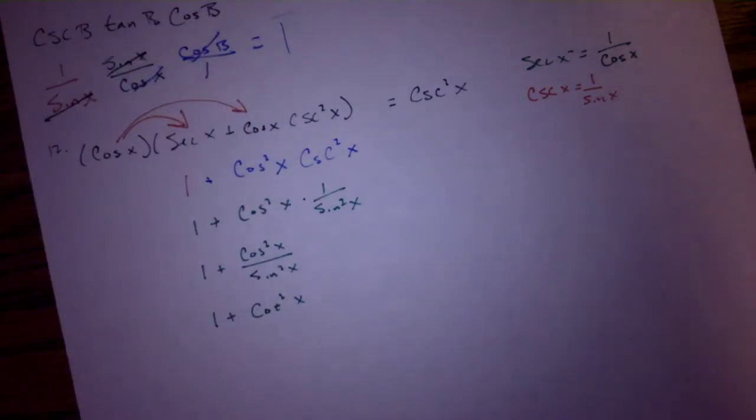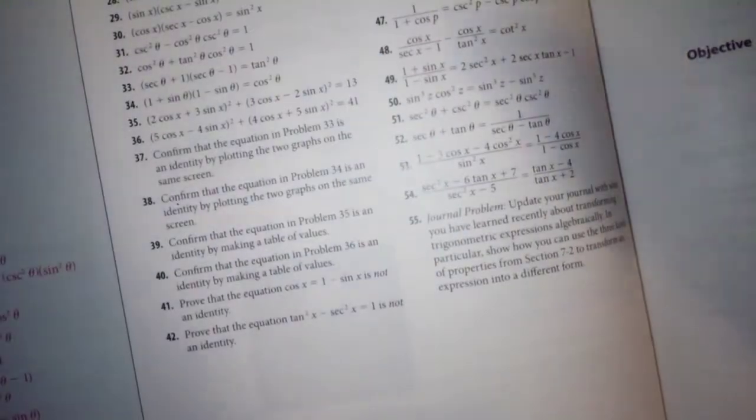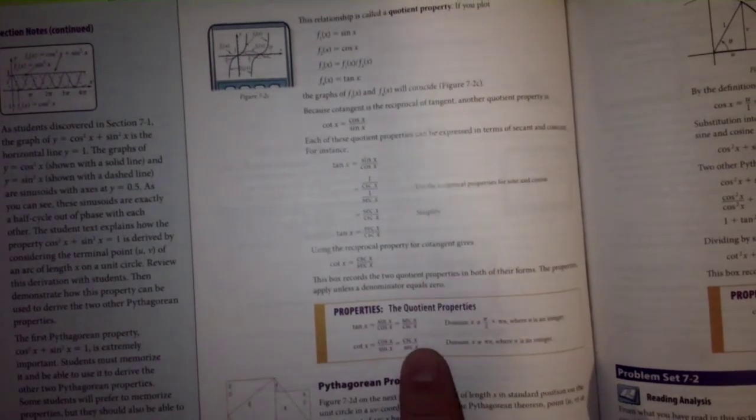All right, I have no idea, but I'm going to get my book out and I'm going to look. Let's see if we got something. Let's see if there's some property with cotangent that I'm just not remembering because it's been so long since I've done these. So we got to go back to 7.2. Here's cotangent.